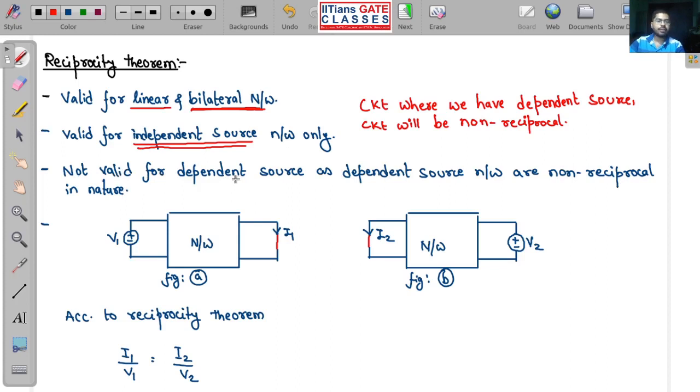Okay, so I have written it. So fine, no need for this one, it is written in the next slide only. So what does the reciprocal theorem state?